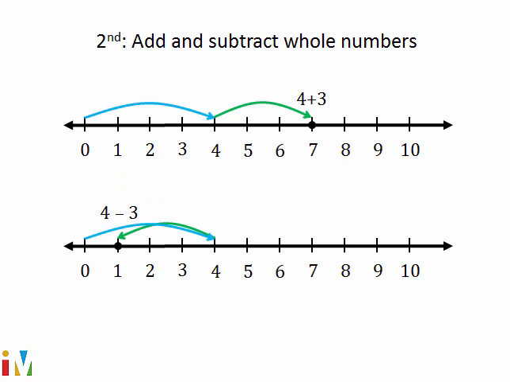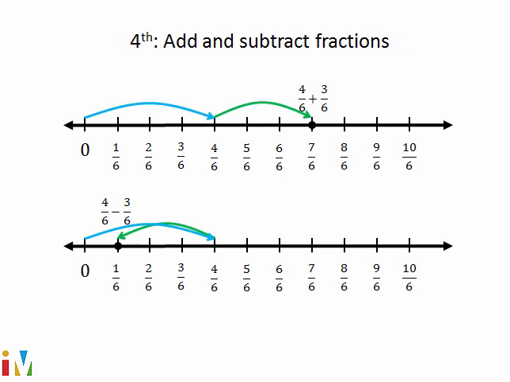To represent 4 plus 3 on the number line, we go 4 units to the right of 0, and then the sum is the point that is 3 units to the right of that. To represent 4 minus 3 on the number line, we go 4 units to the right of 0, and then the difference is the point that is 3 units to the left of that.